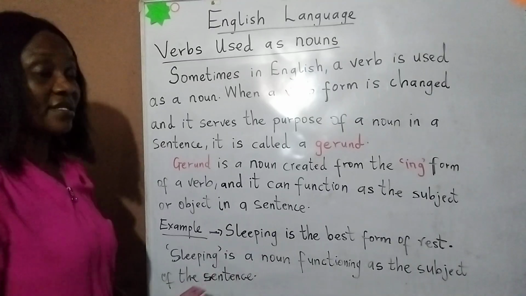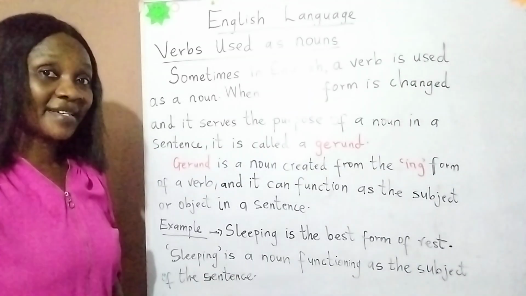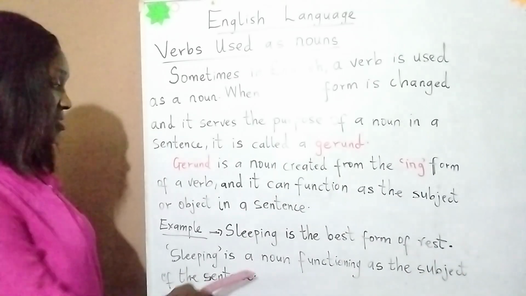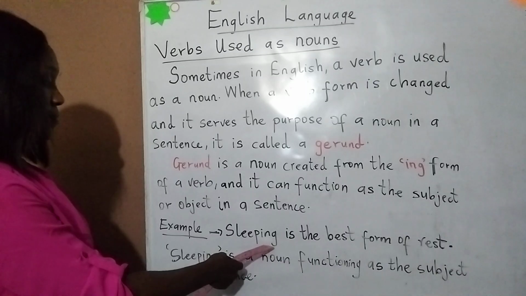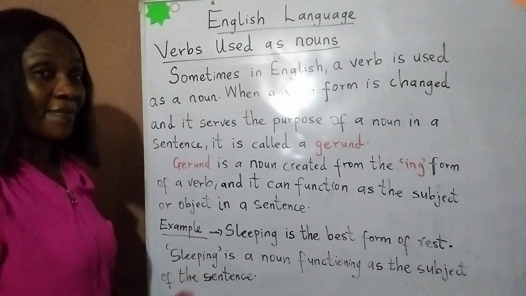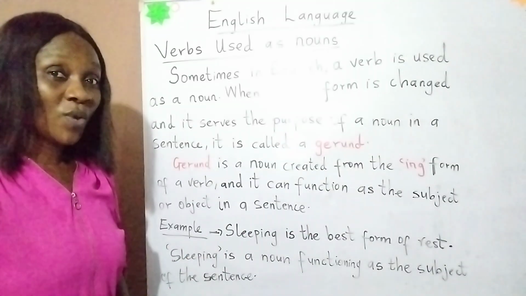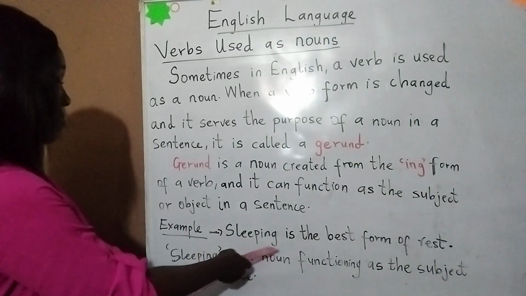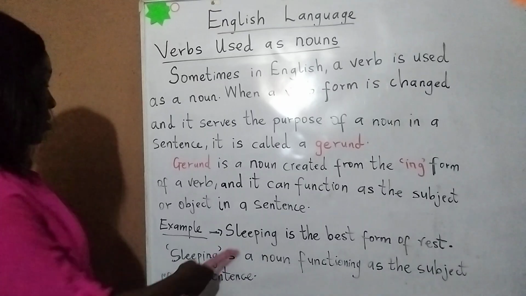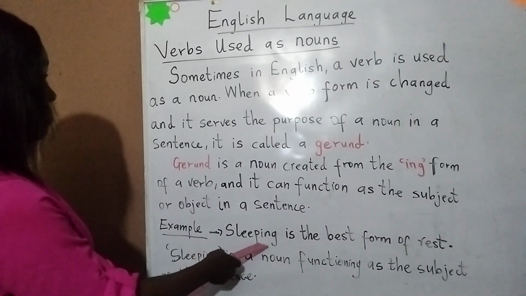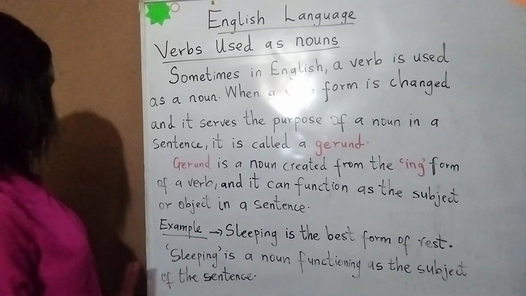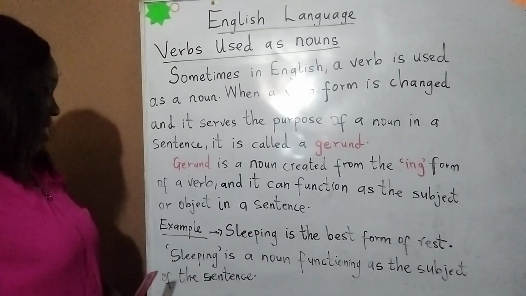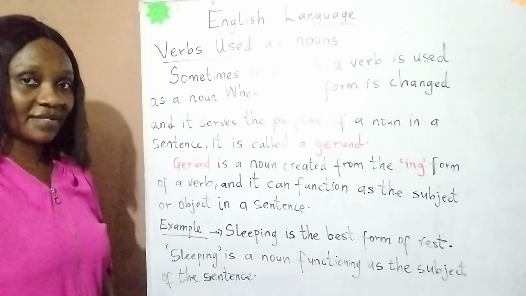In the sentence, the word sleeping is taking the position of the subject. The sentence is talking about sleeping. When a subject in a sentence takes the form of a verb, we call it a verbal noun. Sleeping is a noun that is functioning as the subject of a sentence.